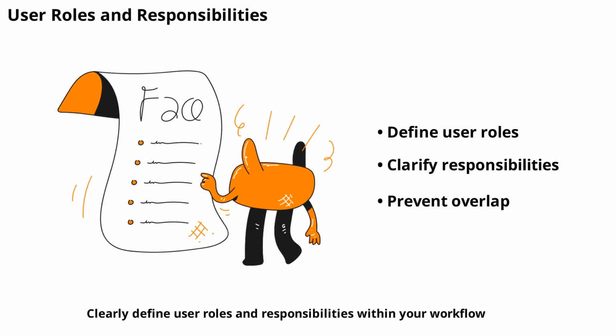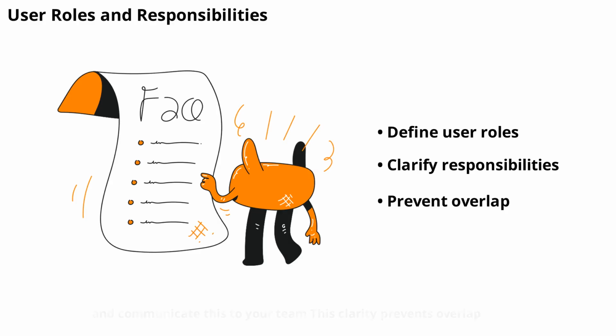Clearly define user roles and responsibilities within your workflow. Outline what each role can and cannot do, and communicate this to your team. This clarity prevents overlap, reduces errors, and ensures everyone knows their part in maintaining the knowledge base.